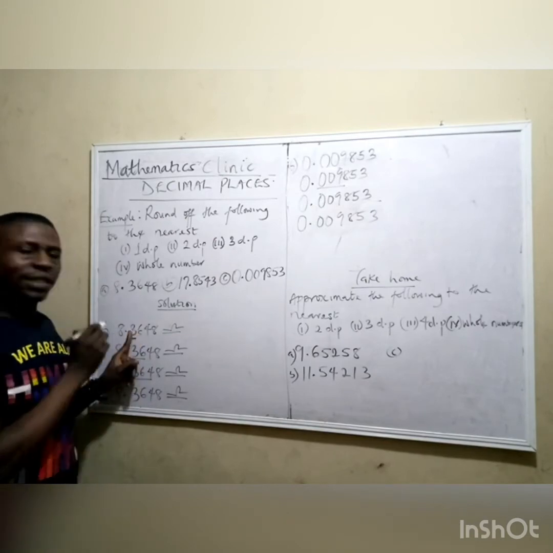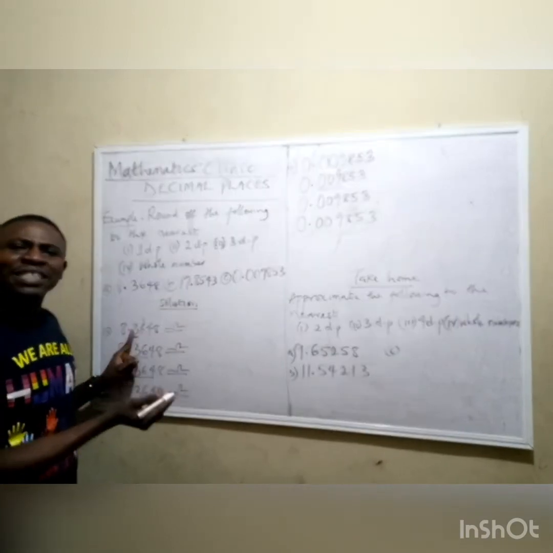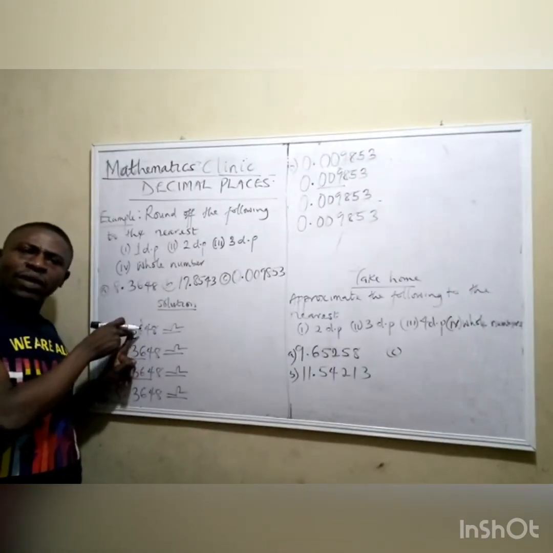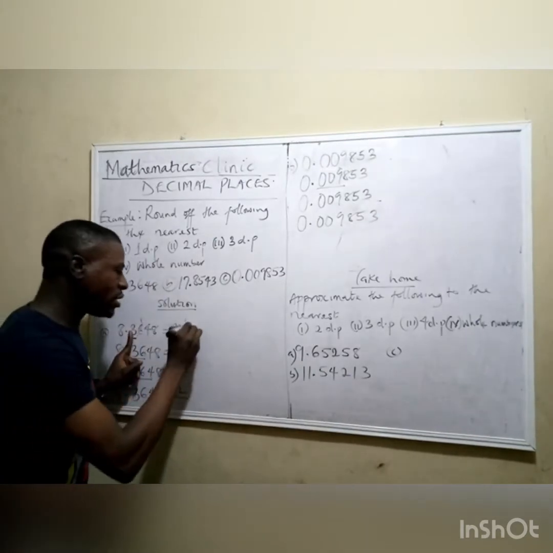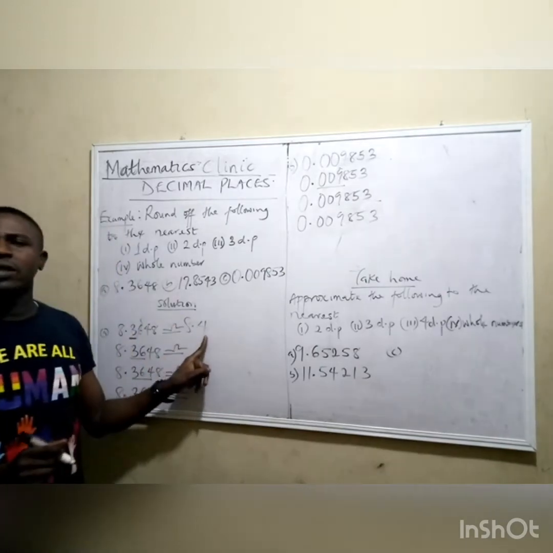Now this 6 is round up. What are you going to do? You turn it to 0, and when it is a round up number, you add one to our estimated value, which is 3. 1 plus 3 gives us 4. It will now be 8.4. That is 1 decimal place.